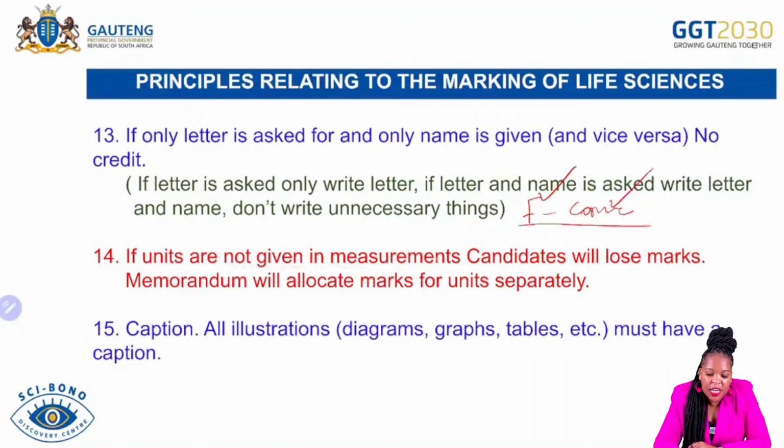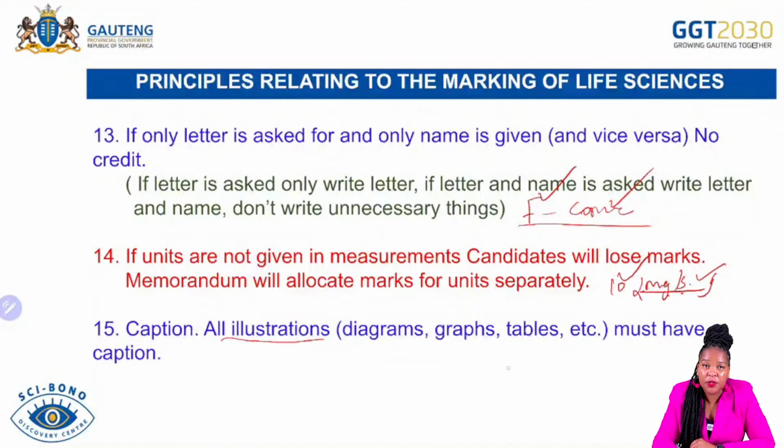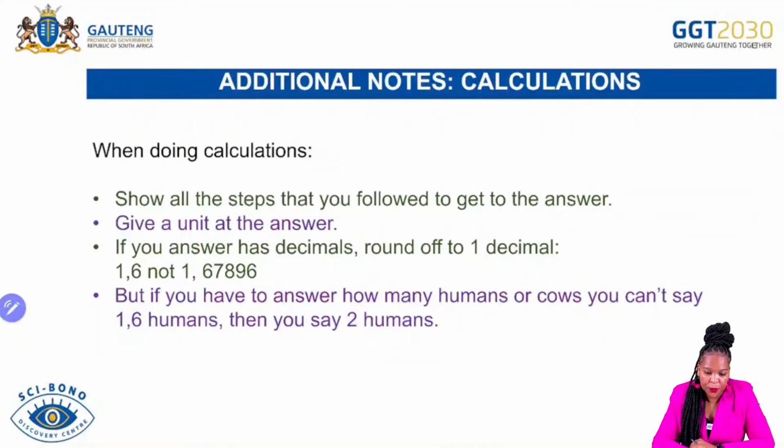If units are not given in measurement, candidate will lose marks. The memorandum will allocate marks for the units separately. So if your answer is supposed to be in milligrams per second or however, you need to make sure you write that unit. Otherwise, you may get a mark for the value, but lose the mark for the units. And then 15, caption. I've emphasized this one. All illustrations, diagrams, graphs, tables, etc. must have a caption that is defining what is happening.